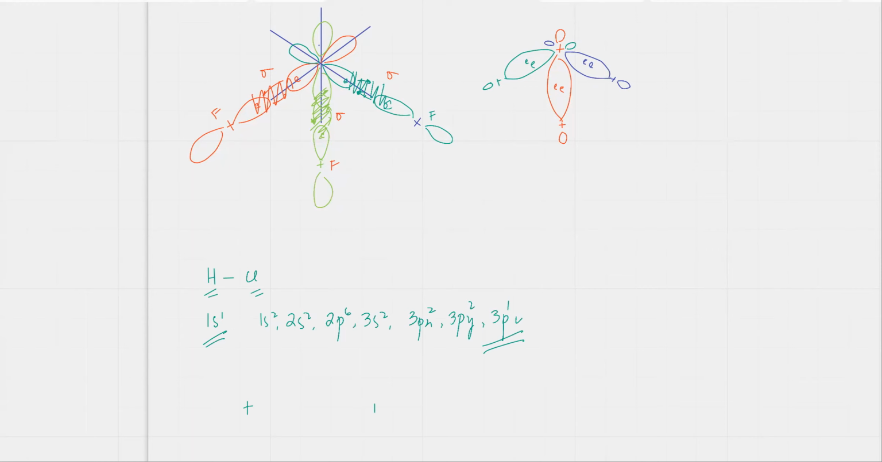An S and P overlap would look like this. S would be spherical, P would be dumbbell shaped. So at the end of the day, it's probably going to look something like this. Like you had an electron in a p orbital, and you had an electron in an s orbital. Now the two electrons are going to merge, they're going to mix together, and this is what an S and P overlap would look like. Is this clear?